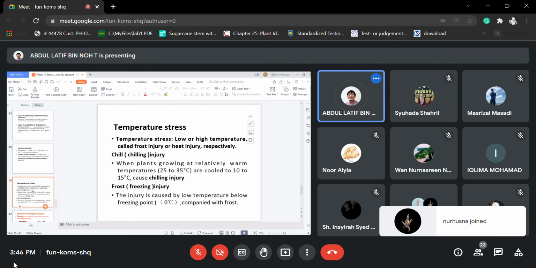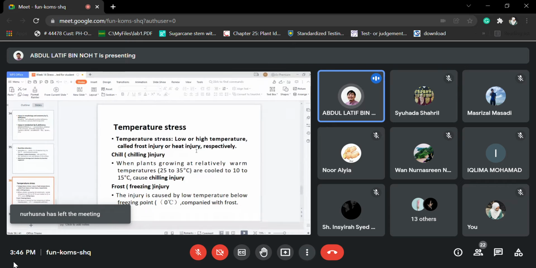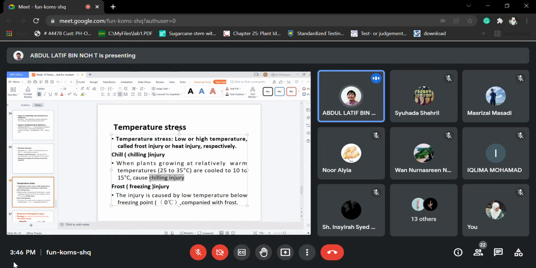Alright. So temperature ni pula, this is quite interesting. Alright, temperature tadi kita cerita pasal heat. How about kita cerita pasal temperature rendah. Alright, so chilling temperature, when the plant grows at relatively warm temperature, 23 ke 35, and suddenly being cool to 10 to 15 Celsius. This is called the chilling punya injury.